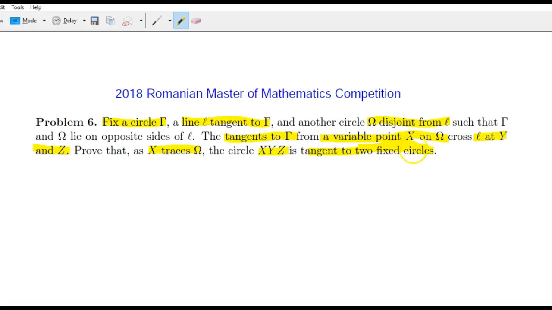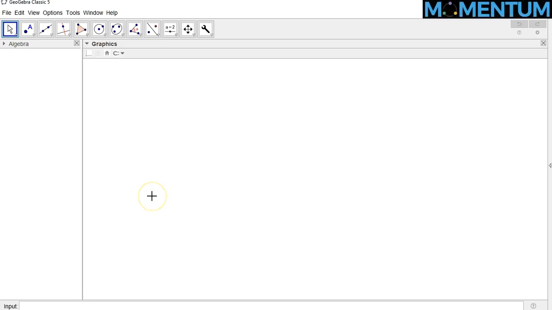It happens that these two circles are concentric circles, and our circle XYZ is somehow squeezed between those two circles, as we will see in our solution next. So the problem says that we fix a circle gamma. Let's go ahead and start with that, and we want a line L tangent to gamma as well.